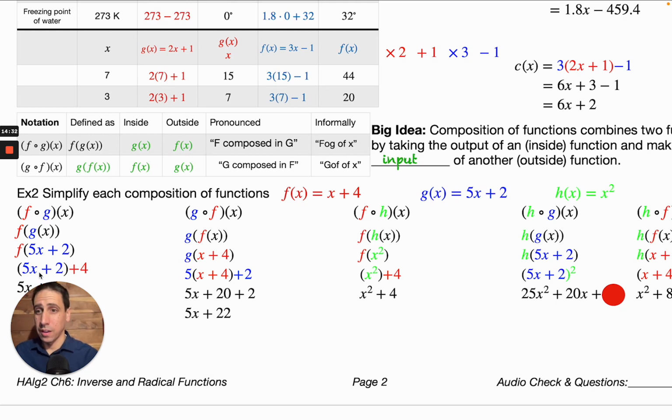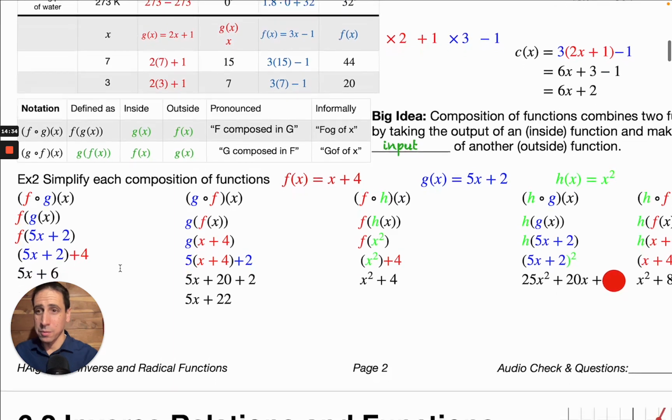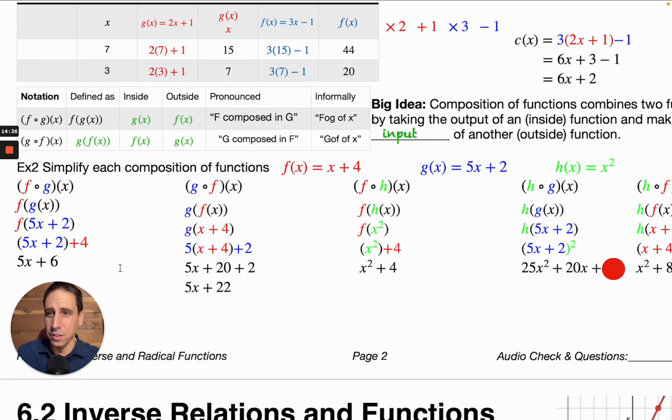So you can see this is what it is, and then to simplify it completely, you remove the parentheses and just say it's 5x plus 6. And that's what you can type in if they give that to you. Let's reverse it. This was f of g of x, now this is going to be g of f of x. That's g composed with f of x.